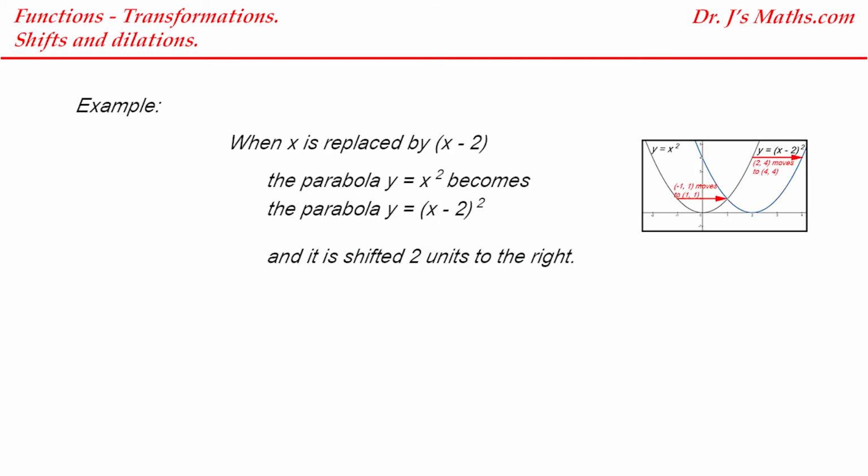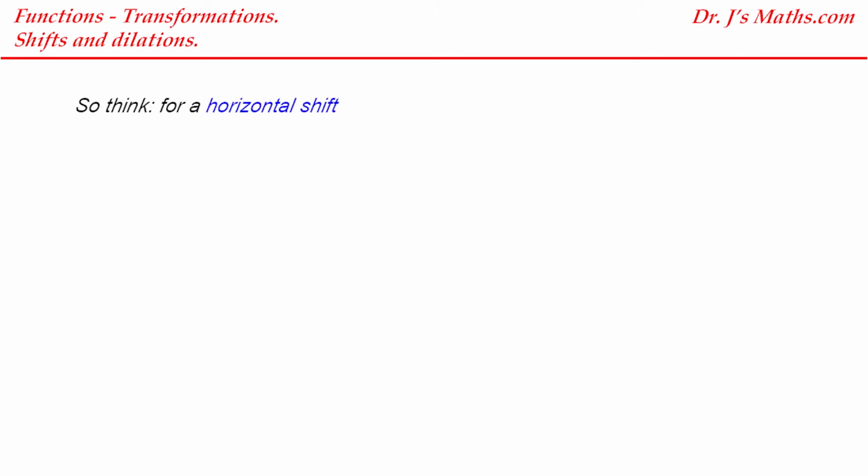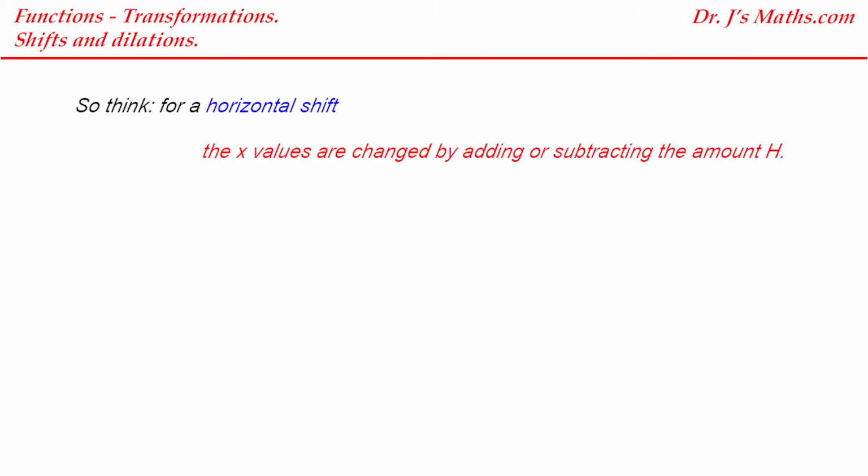So for example, if we have the parabola y equals x squared and we replace the x with x minus 2, then the new parabola is y equals (x minus 2) all squared, and it is shifted 2 units to the right, as you can see in this graph. For a horizontal shift, the x values are changed by adding or subtracting the amount h. So f(x) becomes f(x minus h).